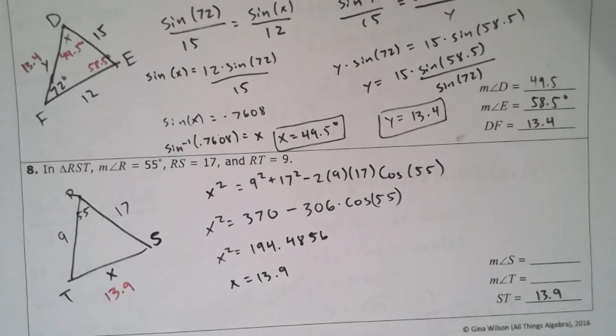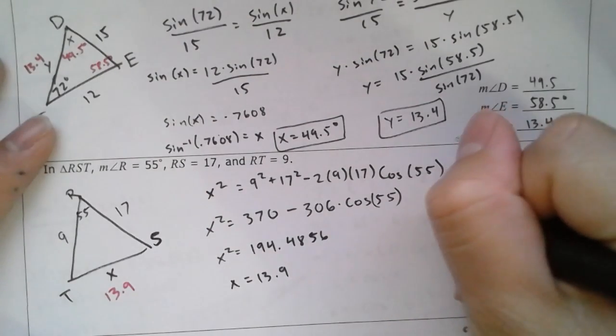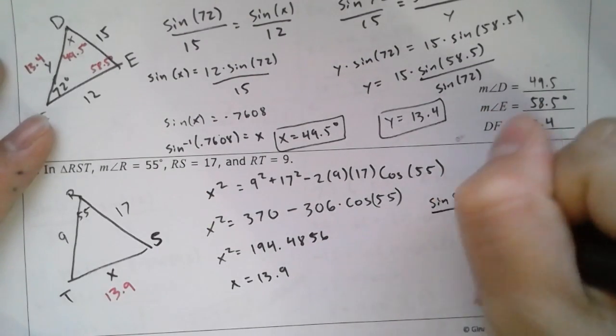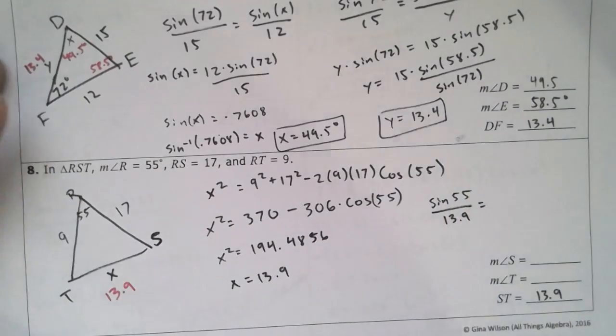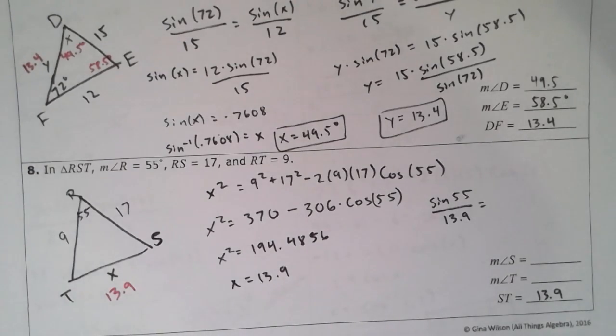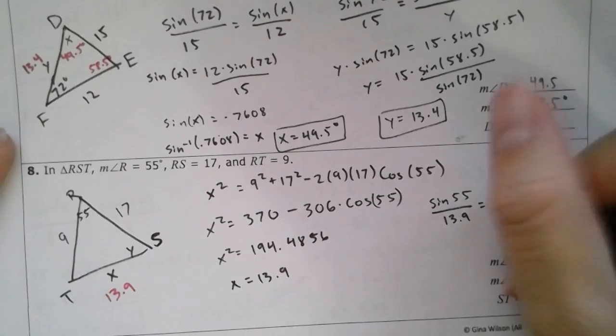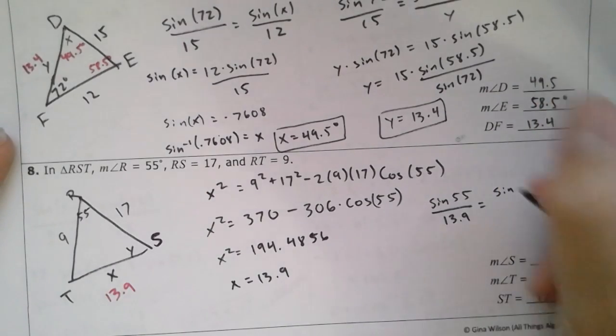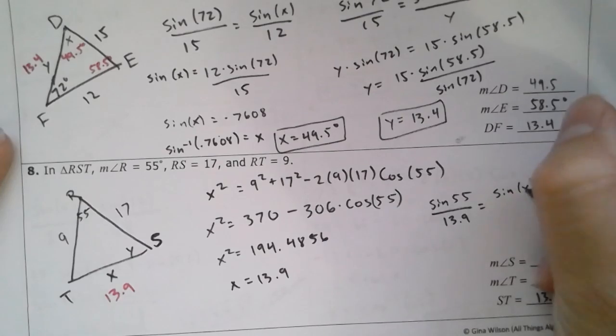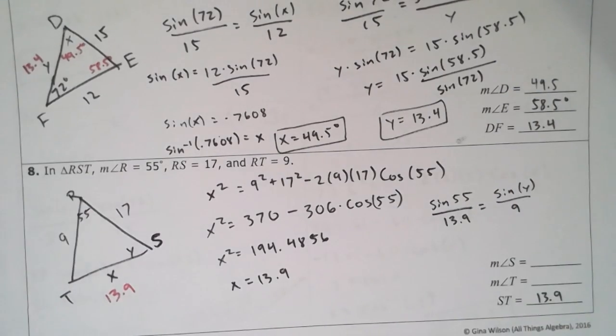I would say that the easier and faster way might be just to use law of sines. So you could take the one we just found, right? Sine of 55 over 13.9. That's equal to, we'll call this guy, you can take either, you can just solve for either. So we'll just call this one y, because we're working with a smaller number. So let's take that one. So then the sine of y over 9.